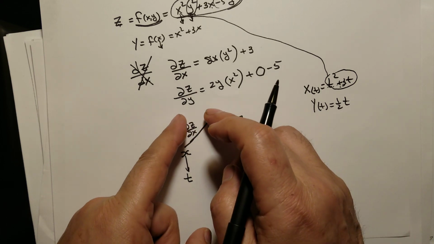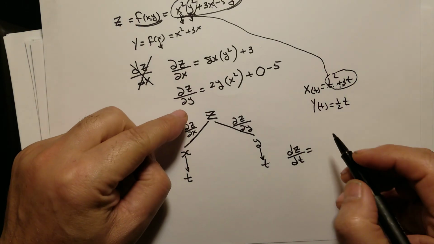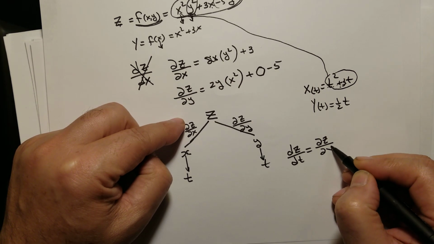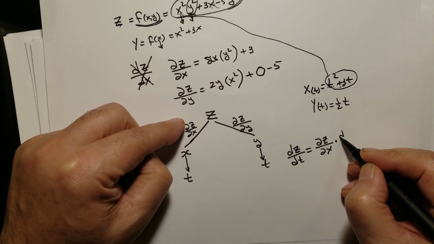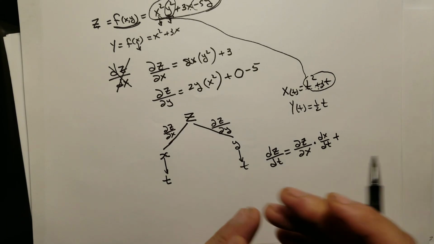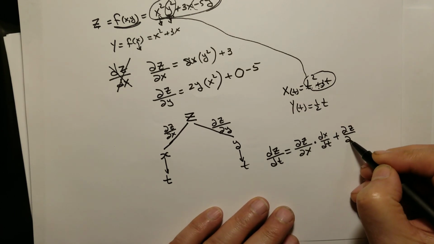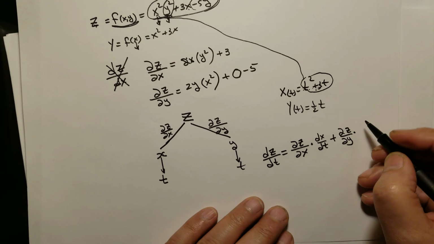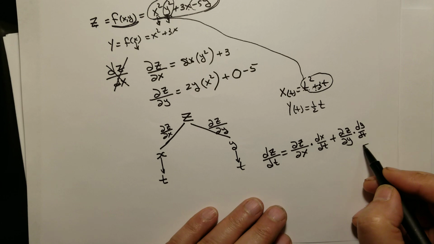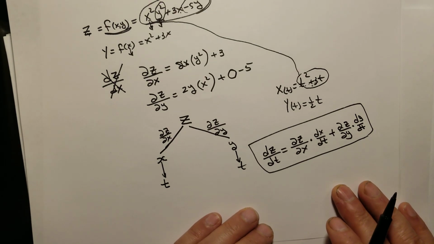Rate of change of z with respect to x, and x with respect to t. Therefore, this is going to become the partial derivative of the outside function times the derivative of the inside function, plus, because you have two different routes, the partial derivative of z with respect to y times the derivative of y with respect to t. Therefore, this represents the chain rule.